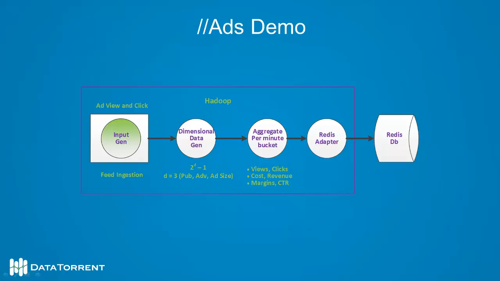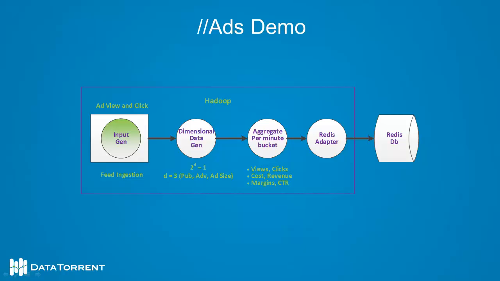These events have different dimensions of what ad size, from which publisher, inventory sources, and for what advertiser. For each combination of these dimensions, we will process and aggregate the number of impressions, clicks, total cost, and total revenue for each minute, hour, and day. We then write these in real time to a Redis in-memory store for ad hoc querying of our real-time data.